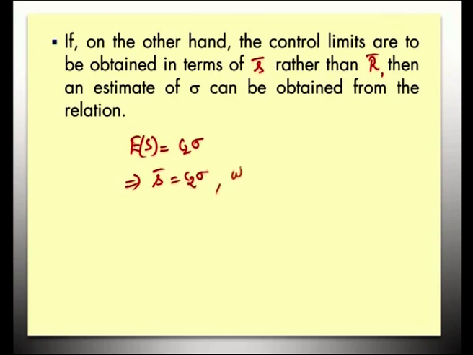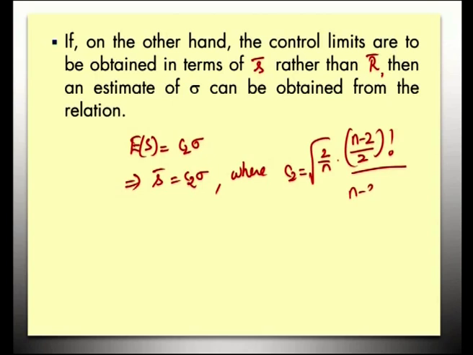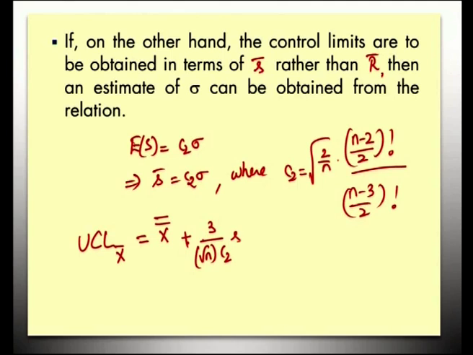So, that where C2 is root of 2 by n into n minus 2 by 2 factorial divided by n minus 3 by 2 factorial. This C2 is also a constant depending on n. In that case UCL for x bar becomes x bar bar plus 3 by root n into C2 into S bar.